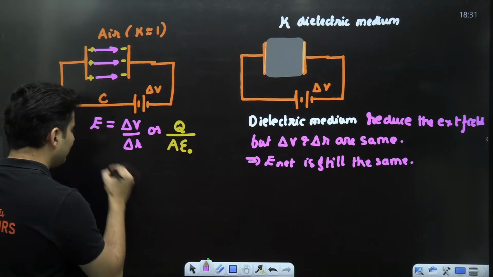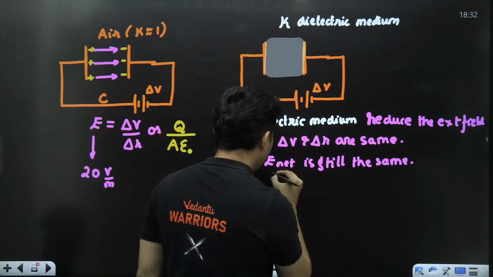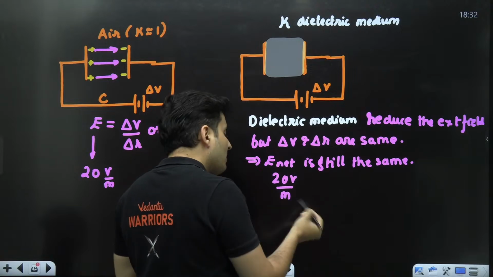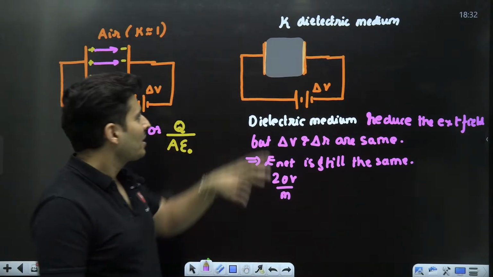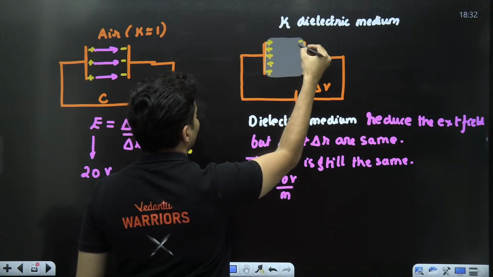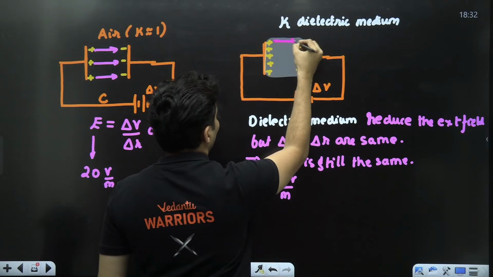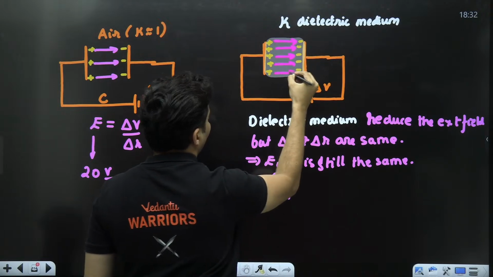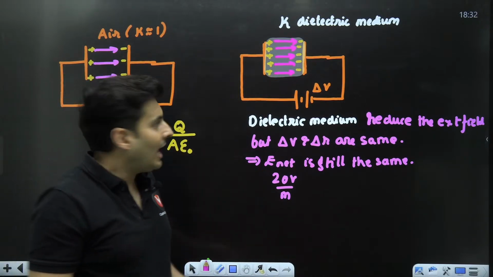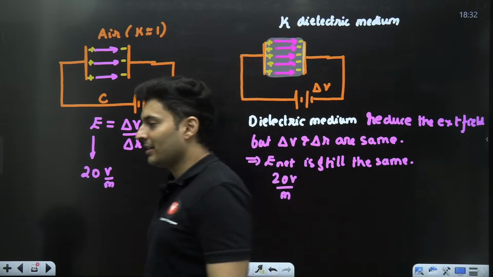If the old field was 20 volts per meter, the new field is still 20 volts per meter, but this field has come because it reduced from 30 volts per meter. Think like this, that maybe now there was more charge stored over here, because of which there was more electric field applied between them. But a dielectric always reduces the field, and it reduced the field to 20. So that's how it was able to maintain that field.